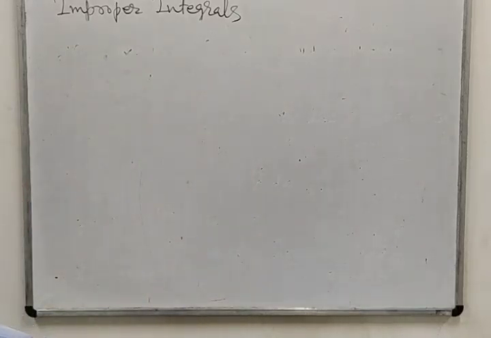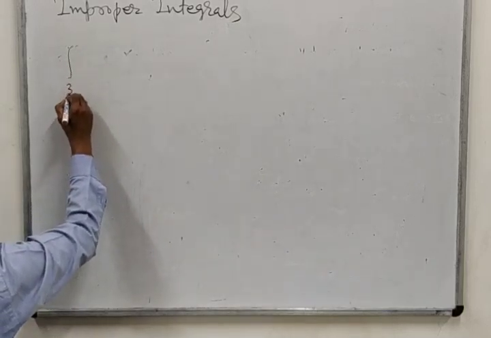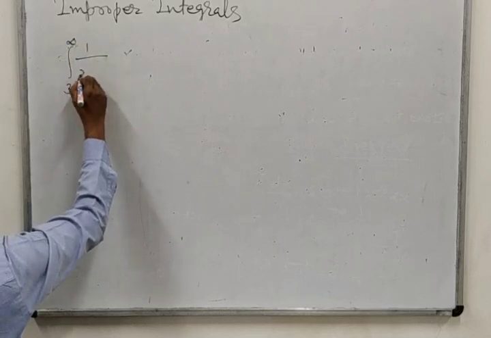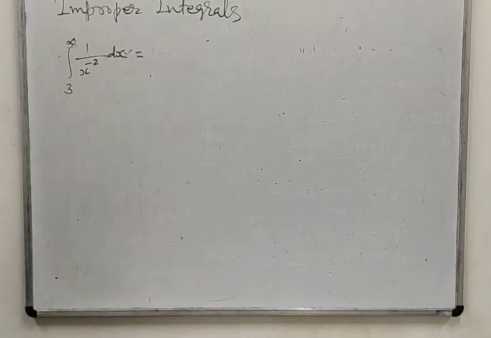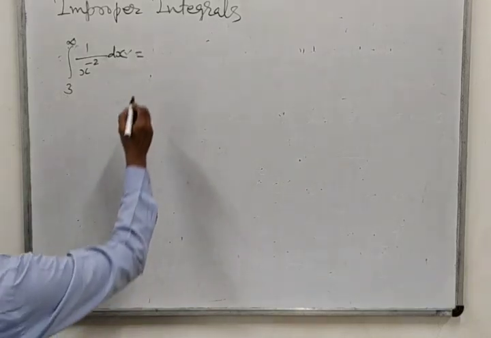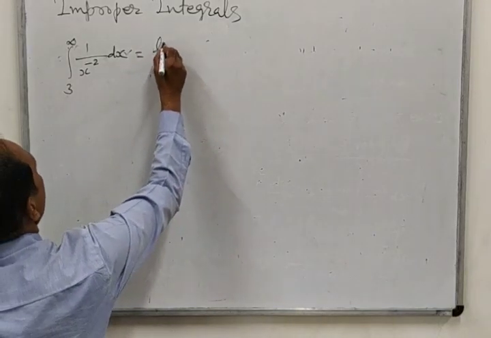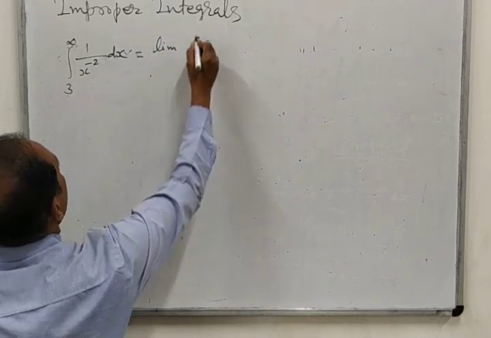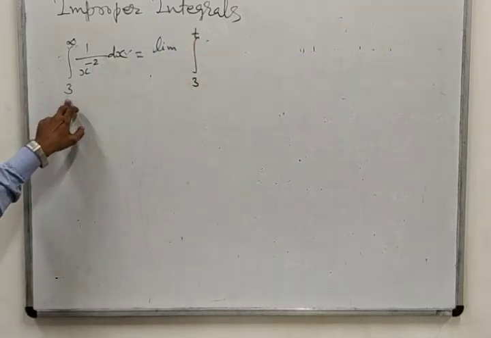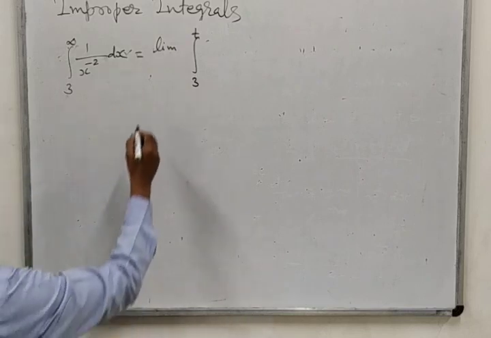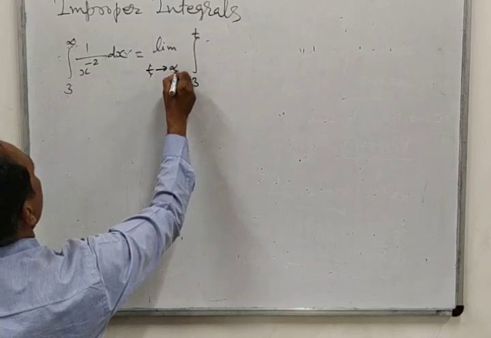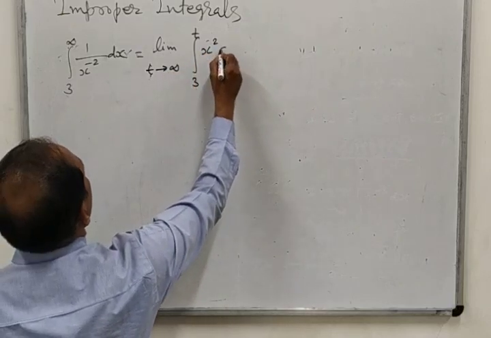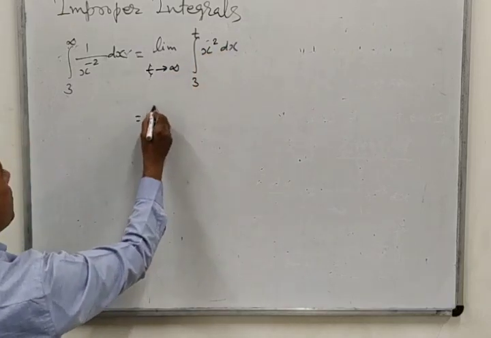Now let us see one more example. Suppose the integral from 3 to infinity of 1 upon x raised to minus 2 dx. So here again we can see that it is an improper integral. So we will write down limit, here 3 to t. Here whatever the value is, 3 or 4 or 5, no problem will be there. t tends to infinity, and it is x square dx.